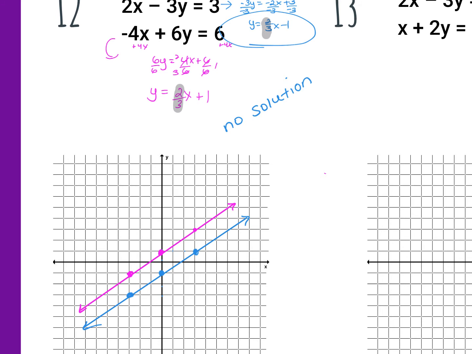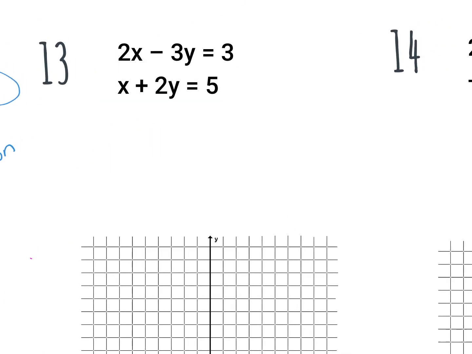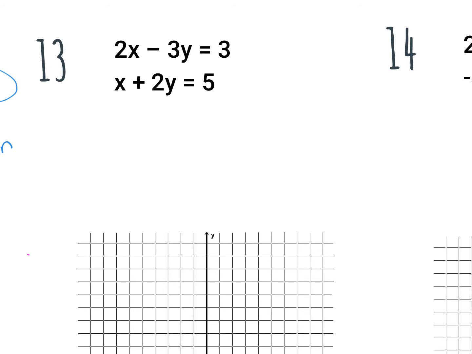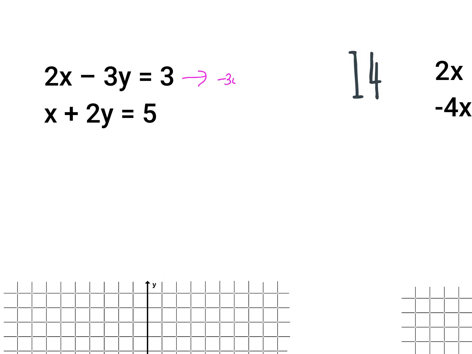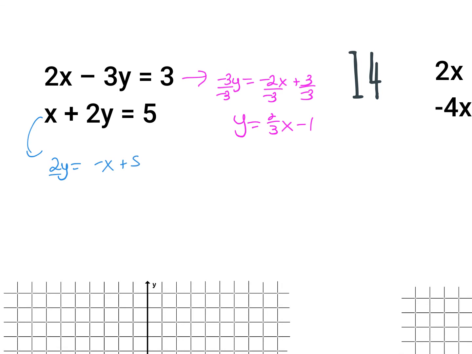So we only knew it was no solution because it was a special case. If I got to this point, which you'll see here, we'll do a different one, and this is not a special case. So I'm just gonna solve this one for y. I'm gonna take the top one and solve it for y. So negative 3y equals negative 2x plus 3. Divide everything by negative 3, and I get y equals 2/3 x minus 1. Then I'm going to do the same thing with the second one, 2y would equal negative x plus 5, divide by 2. And I get y equals negative 1/2 x plus 5/2.